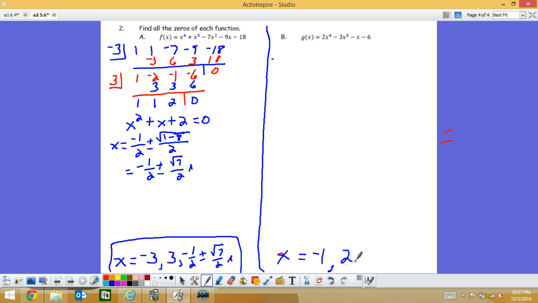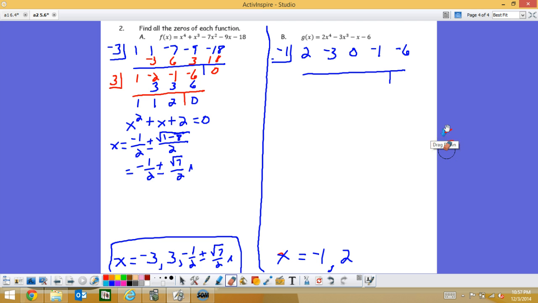So we're going to perform some synthetic division here. We're going to start with the zero of negative 1, and I'm going to write the coefficients here. And the thing to be very careful of is that you notice we're missing an x squared term. So we need to fill that place with a 0. So we're going to perform synthetic division on this.